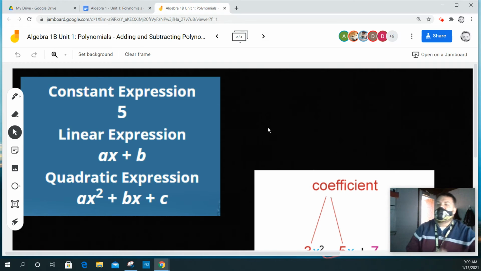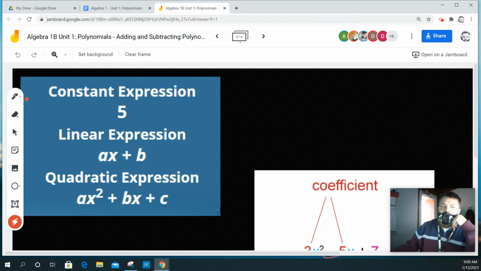Now, when I say a linear expression, that's the one that you guys are most familiar with. That's the mx plus b, or as they have written it here, it's ax plus b. Now, this I do want you guys to write down, okay? So make sure that you're writing this down. So this is a constant. This is a linear expression.